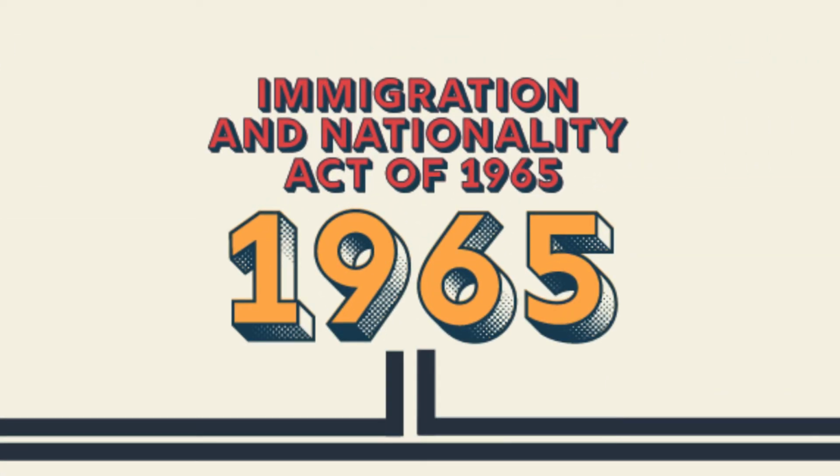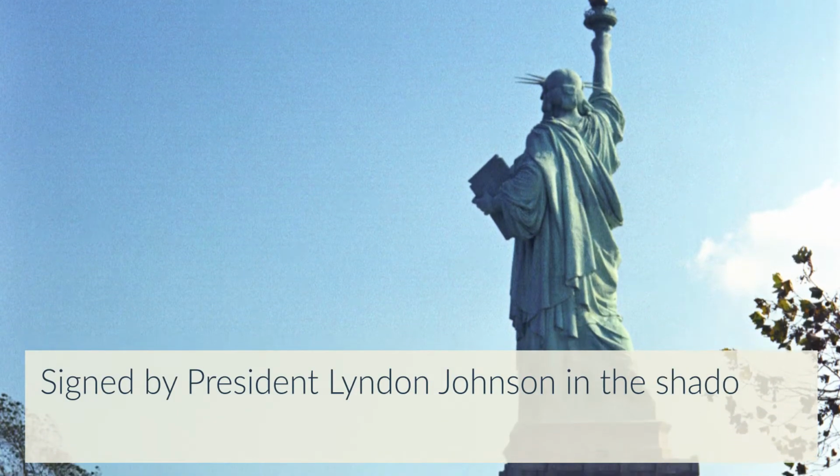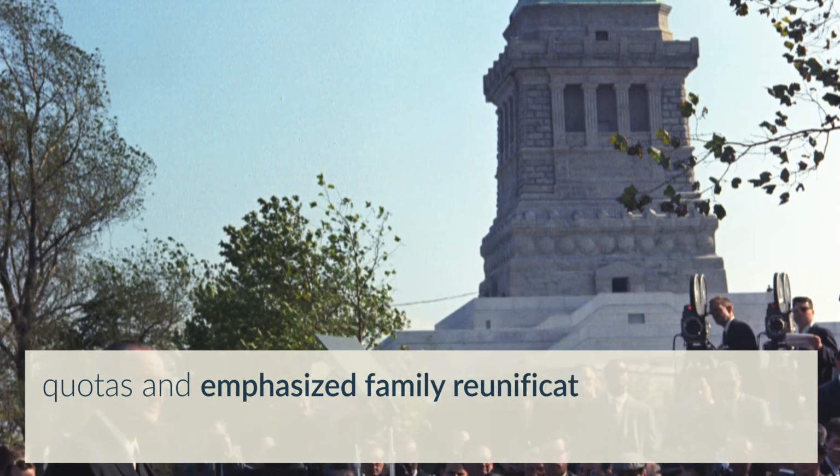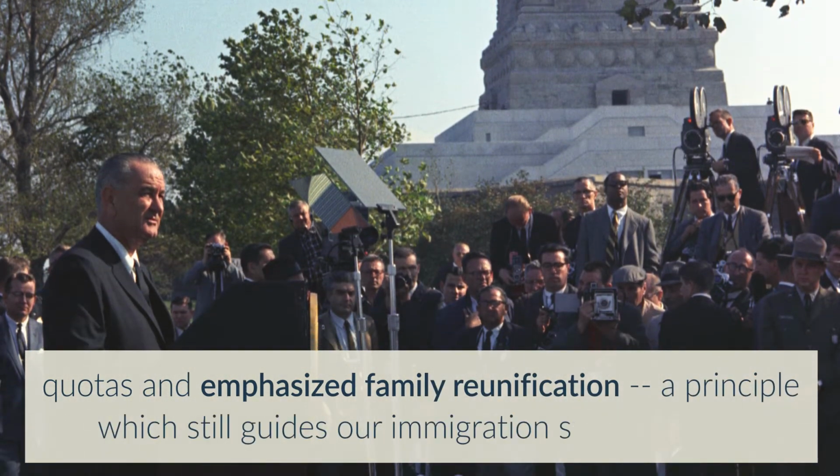1965. Immigration and Nationality Act of 1965. Signed by President Lyndon Johnson in the shadow of the Statue of Liberty, this act did away with national quotas and emphasized family reunification, a principle which still guides our immigration system today.